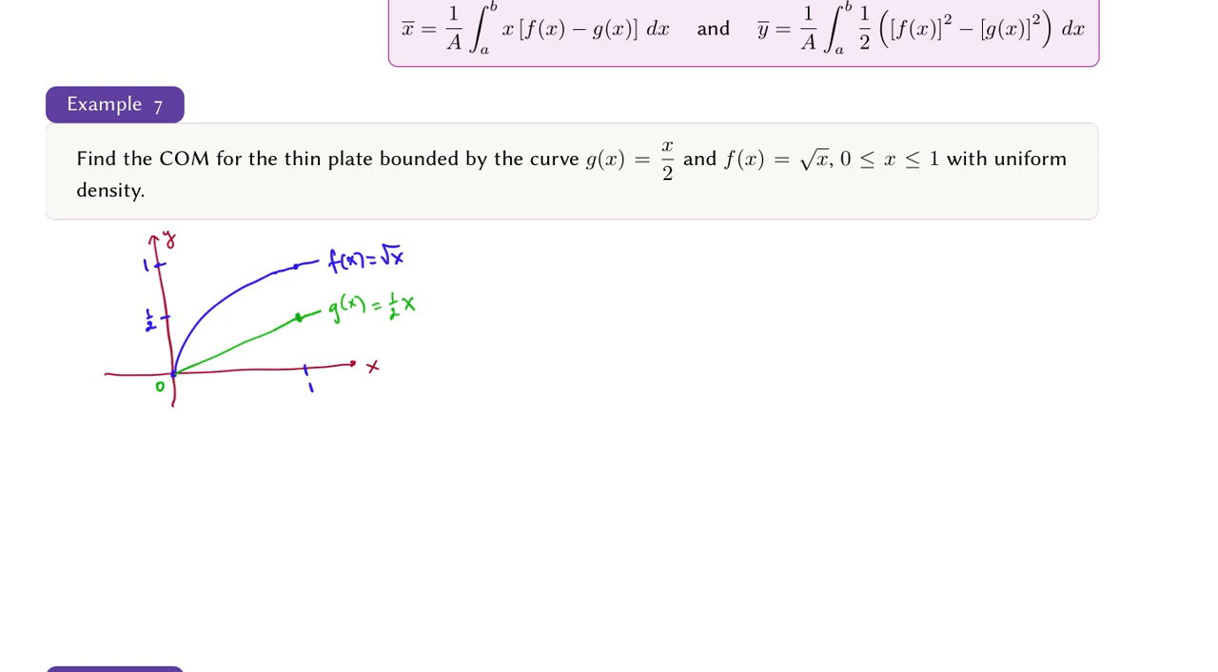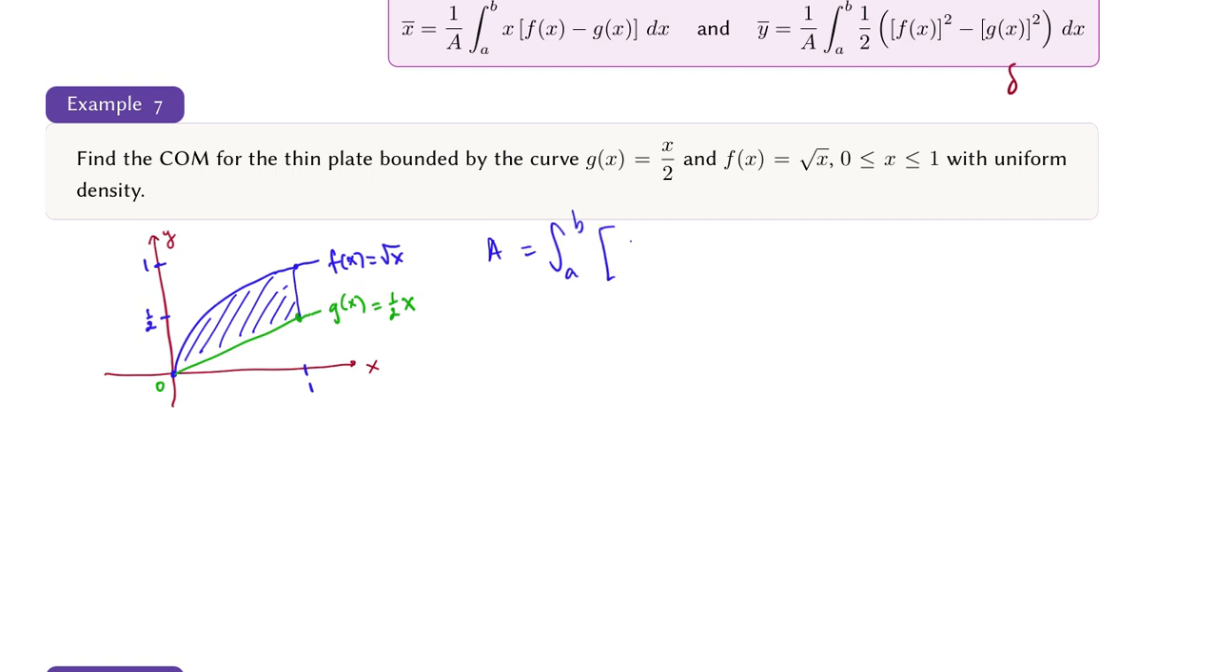It is bounded from 0 to 1, so we only look at the thin plate in the shaded region. Again, the density is uniform, so we're going to ignore delta. And so to use the x bar and y bar formula above, we're going to find A, the area, the moment about the y-axis, and the moment about the x-axis.